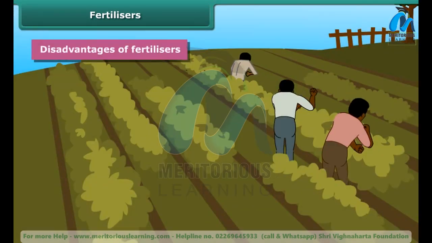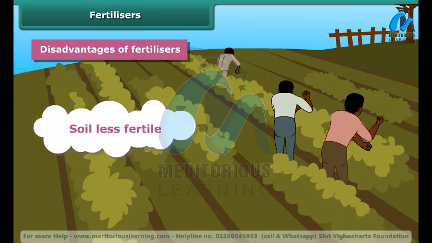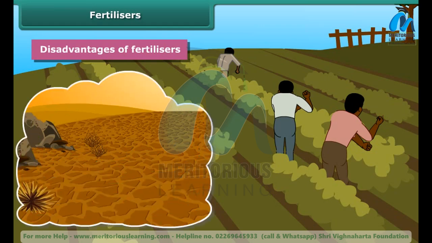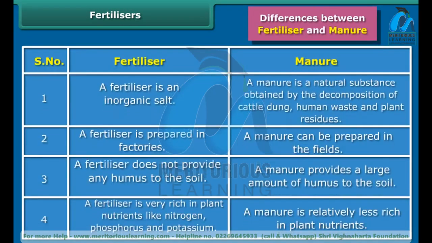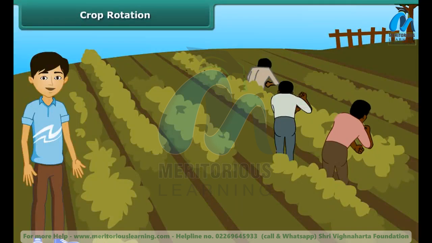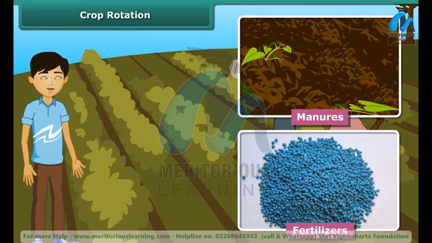However, there are some disadvantages of using fertilizers. Excessive use of fertilizers makes the soil less fertile, and they also have become a source of water pollution. Difference between fertilizers and manures. Till now we have learned about manures and fertilizers and their uses.